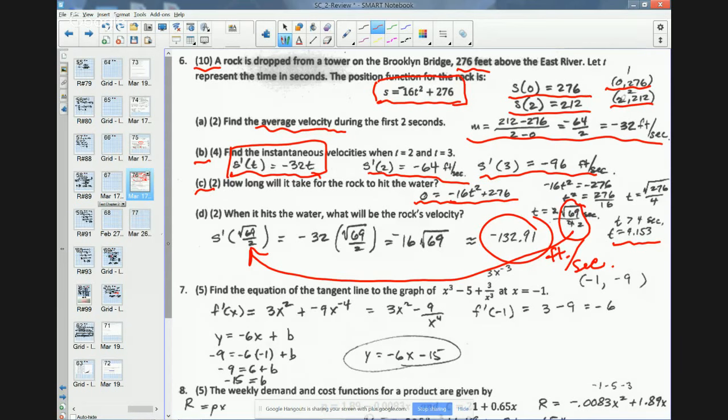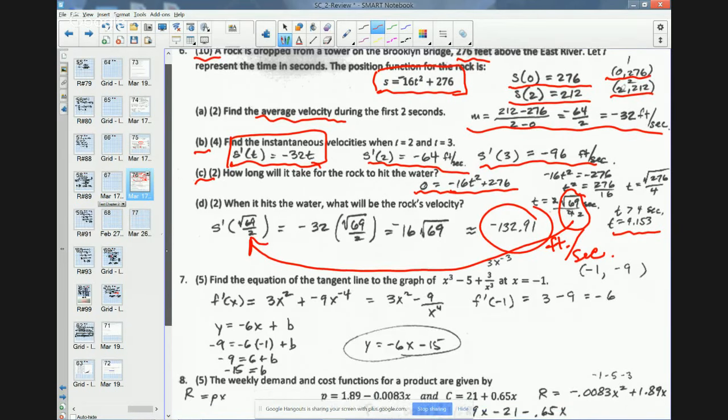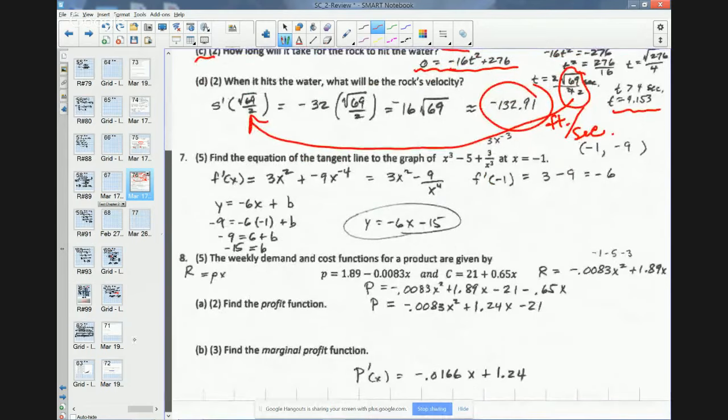All right, not seeing any questions, so I'm going to take a look at number 7 on that previous test. Find the equation of the tangent line to the graph of this function at x equals -1. So this is, again, something we've done over and over. Instead of just finding the derivative, which we have to do, right?